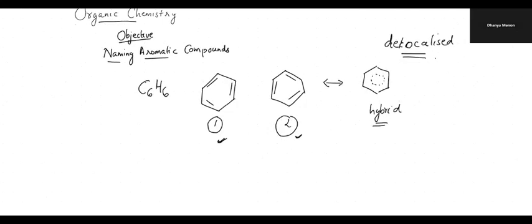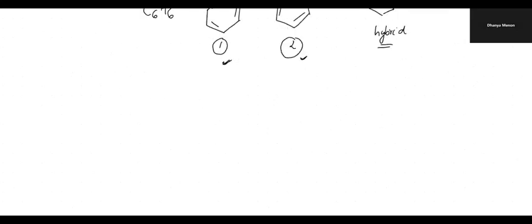Now, some of the namings that we are going to learn. First structure: the numbering will start from the carbon atom having the substituent on the benzene ring. There's no other substituent except the bromine, so at the first position I have bromo. Because the bromine is at the first position, I can just write bromobenzene.